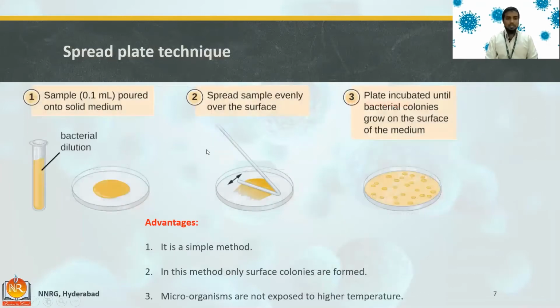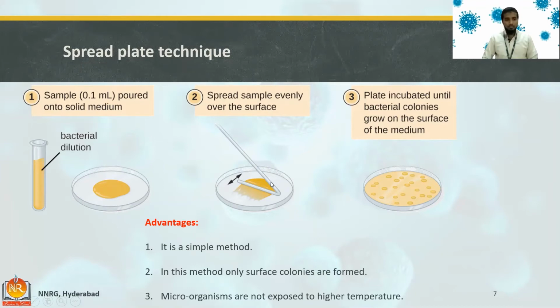Moving on, spread plate technique. This is the best and simplest method used to isolate bacteria. The bacterial solution is first prepared. Then 0.1 ml of the bacterial solution is poured onto the solid medium, that is, on the petri plate. This is the bacterial solution and this is the petri plate with Newton medium.